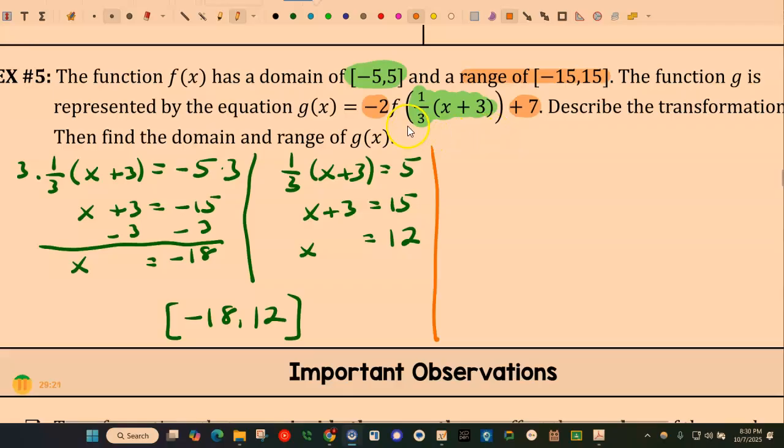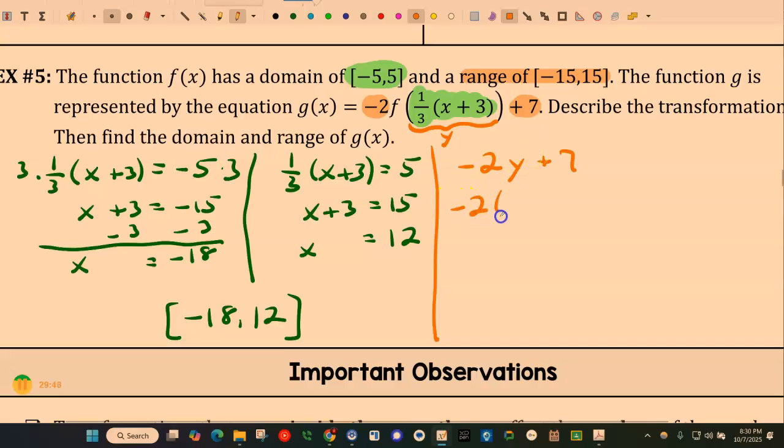So for the range, just remember that this part right here of our function is just a y value, right? So we're plugging this in and we're getting the lowest possible y value we can get is negative 15, and the highest is positive 15. So I'm just going to take this equation and plug in both negative 15 and positive 15.